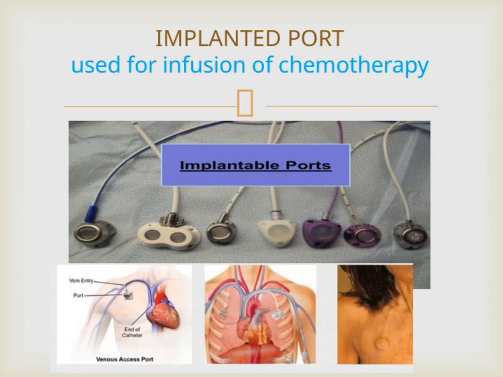Let's talk about the implanted port. This device is primarily used for the infusion of chemotherapy. It's a small device that's implanted under the skin, usually in the chest or arm, and provides easy access to the bloodstream. The key advantage here is that it allows for repeated chemotherapy treatments without the need for multiple needle sticks, which can be quite uncomfortable for patients.